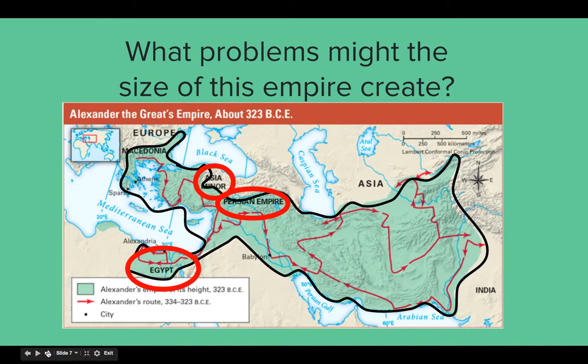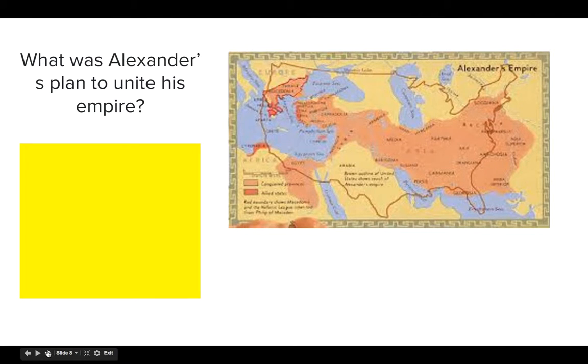So we've got to think about what problems the size of this empire might create. It's very large, it's very hard to communicate, and how are you going to keep everybody in line under one government? And that really was the goal of Alexander the Great here. So we'll try to answer this question as we go through. So what was Alexander's plan to unite his empire?